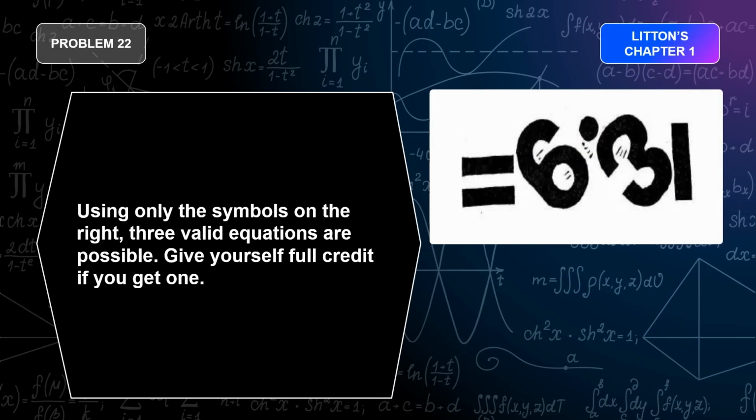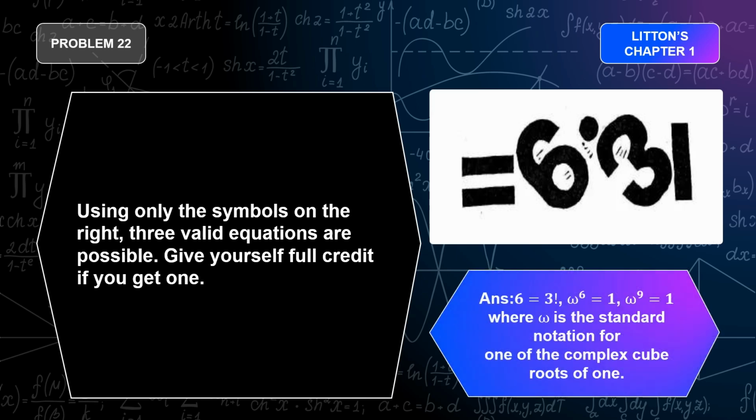Problem number 22. Using only the symbols on the right, 3 valid equations are possible. Give yourself full credit if you get one. The correct answer is 6 is equal to 3 factorial, omega raised to the power of 6 is equal to 1, and omega raised to the power of 9 is equal to 1. Where omega is the standard notation for one of the complex cube roots of 1.